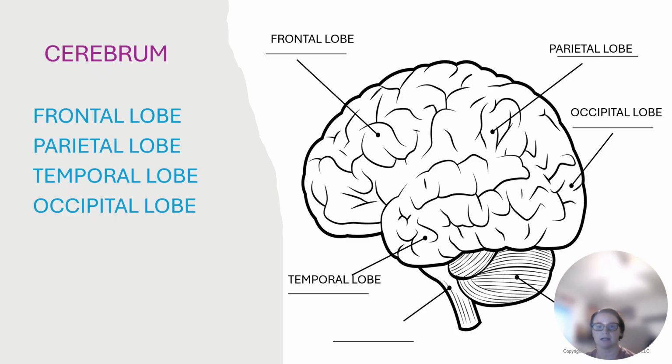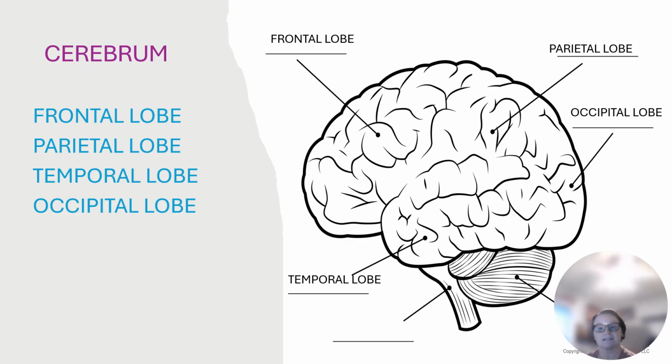Each hemisphere contains four lobes: the frontal lobe, the parietal lobe, the temporal lobe, and the occipital lobe. The frontal lobe is involved in decision making, problem solving, planning, and voluntary movements. And a voluntary movement would be a movement that you have to think about, like reaching down to pick something up. And an involuntary movement is something that you don't have to think about, such as breathing, your heart beating.